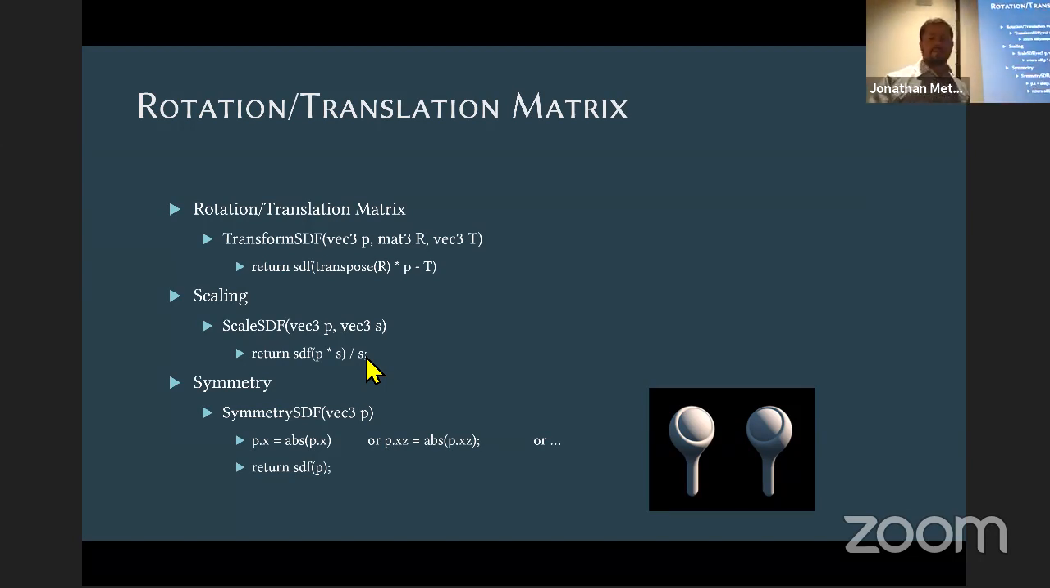I include this last one, symmetry, because it can be useful for creating more than one object, right? So in this case, what you would do is take the absolute value of the component that you want. So if you wanted to mirror it on the x-axis, you take the absolute value of p dot x. So it's going to have the effect of using the x-plane as a mirror. So you can go back and forth. You could also do the same thing with some of the other ones, like say the xz coordinates and so on, if you're trying to get one quadrant.